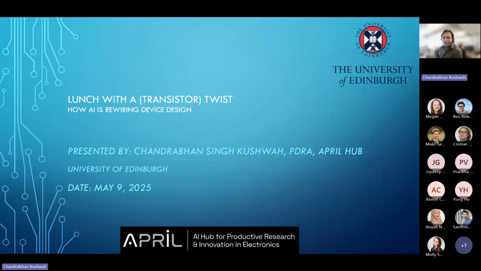Because we have seen a lot of AI applications in different fields, and we are trying to bring that application into electronics. Especially in my case, I'm working as a Pillar 2 researcher here at the AI Hub at the University of Edinburgh. So I will be focusing on device design, especially MOSFET semiconductor devices, and HEMTs as well. Whether you are coming from an electronics background or computer science, or just curious about where the field is going next, there is something for everyone today.